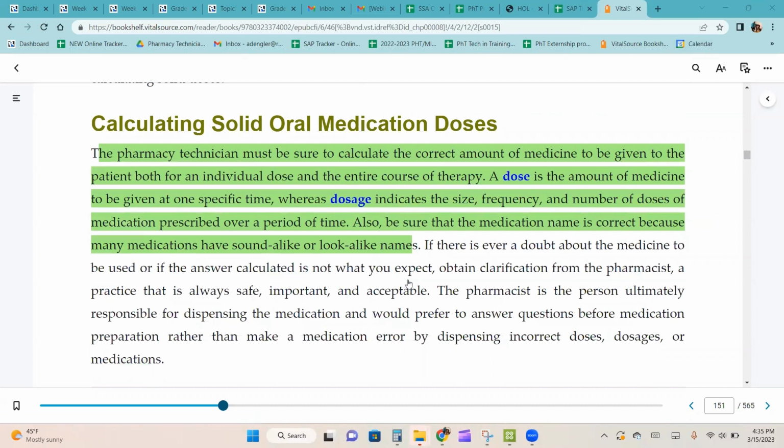The pharmacy technician must be sure to calculate the correct amount of medication to be given to the patient, both for an individual dose and the entire course of therapy. A dose is the amount of medicine to be given at one specific time, whereas dosage indicates the size, frequency, and number of doses of medication prescribed over a period of time. Also, be sure that the medication name is correct because many medications have sound-alike or look-alike names.